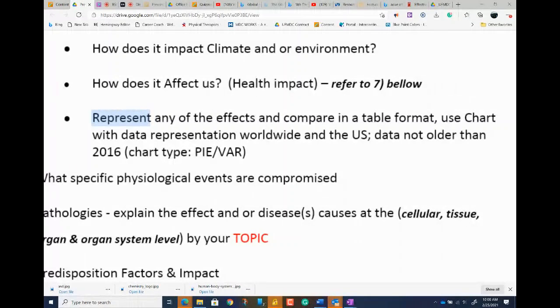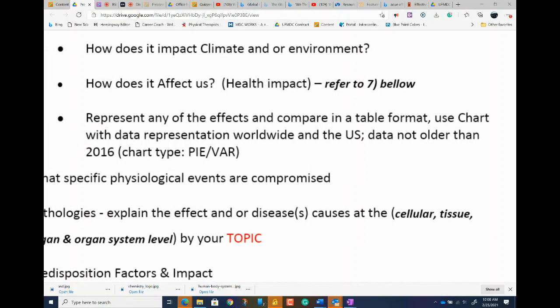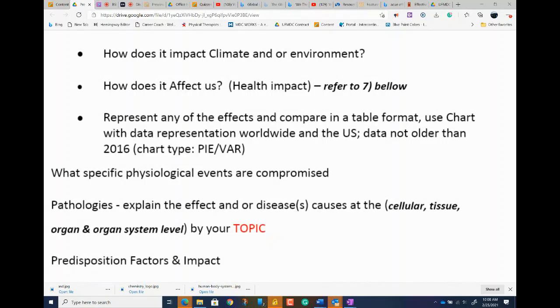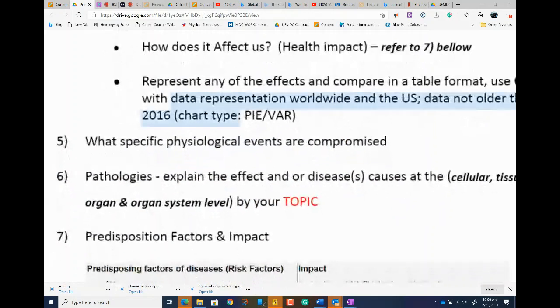Health impact. How does it affect the individual's health? That's where you actually link it to the physiology, right? Anatomy and physiology. So represent any of the effects, compare table formulas, use charts with data representation. That's the data that I want you to gather, okay? Worldwide or US. If you find both, even better, but at least you need to know what? US, right? Yeah. All right. So data not older than 2016 because that's too old. So what type of data? Pie or bar chart or both?